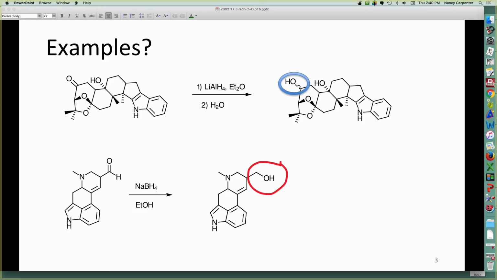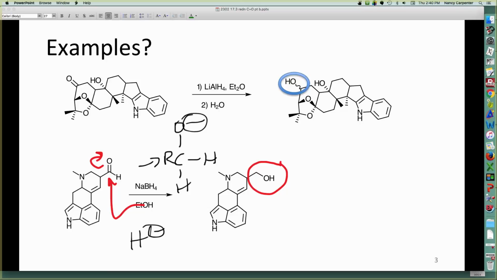And of course, you're getting the alkoxide when it attacks. So that's giving me CHHO-, and then that gets protonated to give you your alcohol.